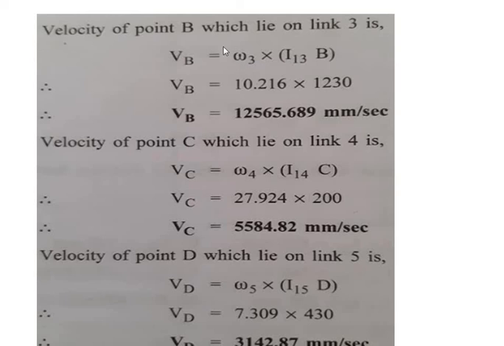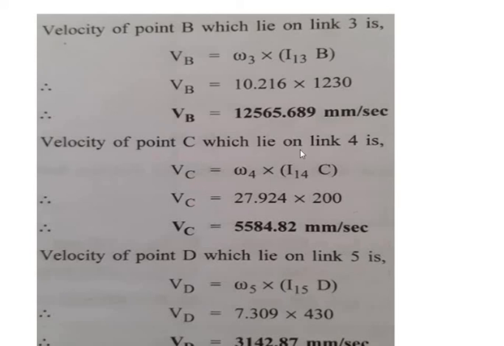Now we have already calculated omega 3 previously. Substitute that omega 3. Then measure the distance of point B from I13. Here you need to multiply by scale. When you measure the distance of point B from I13, multiply it by scale. Take a note of this. In this case you need to multiply it by scale into omega 3, which will give you the actual value of the velocity of point B, that is 12565.689 mm per second.